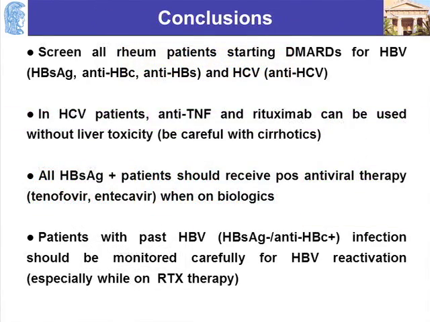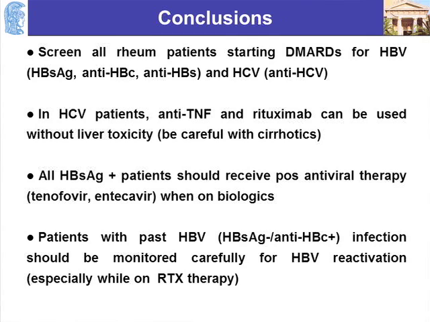So to conclude, I think the message is that it's important to screen all our patients starting DMARDs for hepatitis B and C virus, and I think serology is enough. We're not worried too much these days in hepatitis C patients when you give anti-TNFs and rituximab, but we have to be careful in patients who have underlying fibrosis and cirrhosis, because these are patients who are at high risk for infections and other complications.